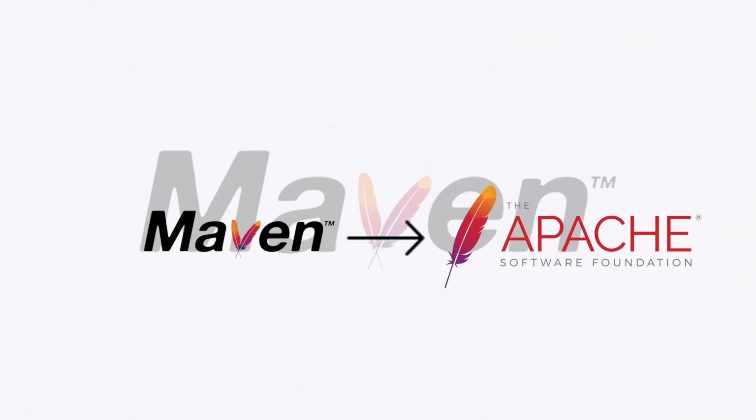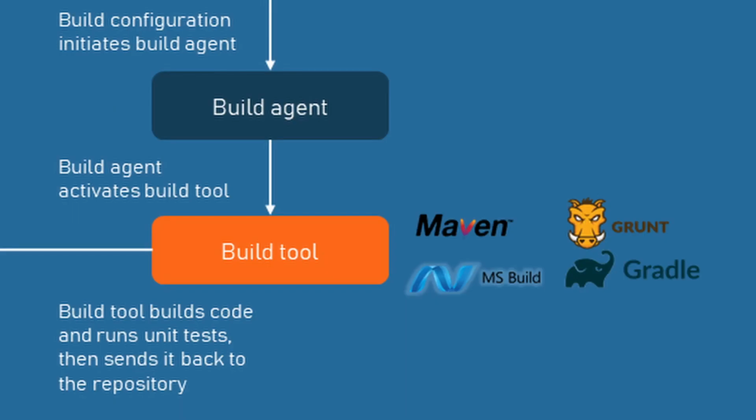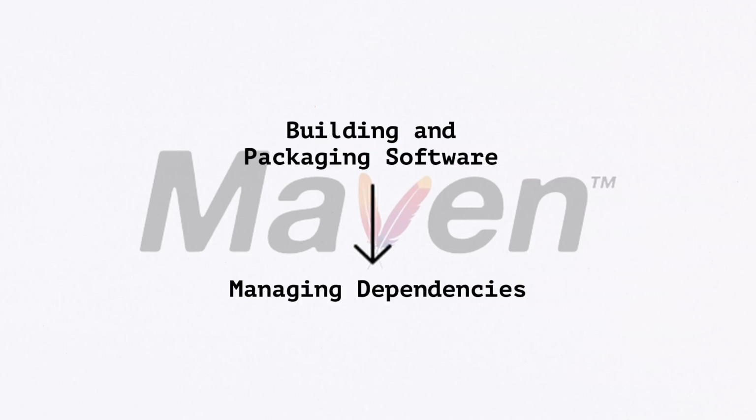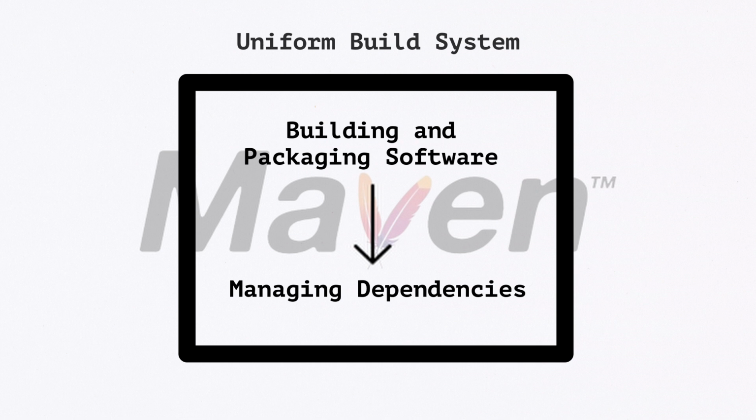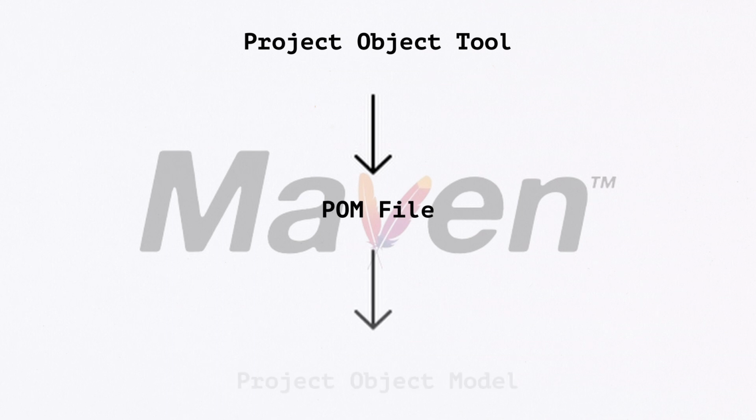Maven is a very popular tool built by Apache, and it is a build automation and dependency management tool used primarily for Java-based projects. It is designed to simplify the process of building, packaging, and deploying software by managing its dependencies and providing a uniform build system. Maven uses a project object file called the POM file. POM stands for Project Object Model.